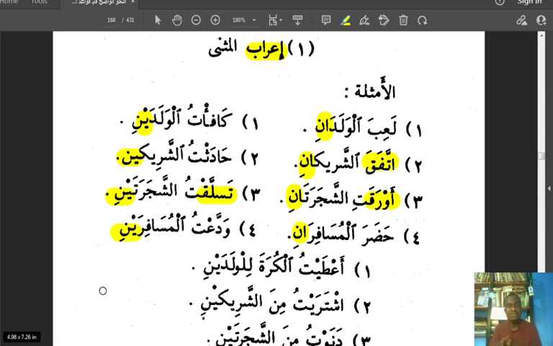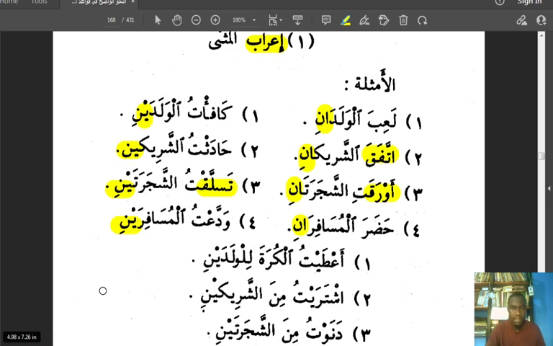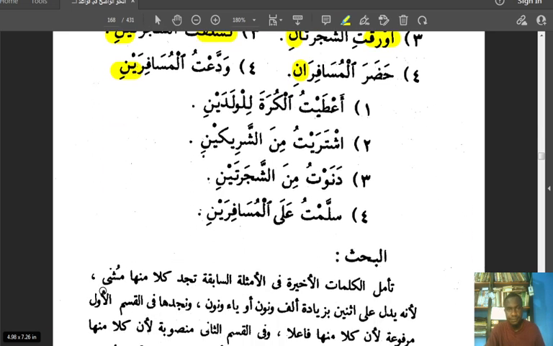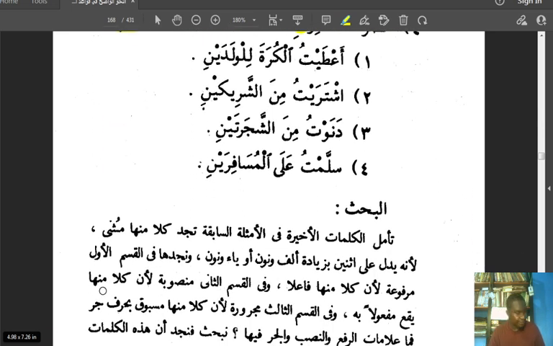What is the sign for the accusative case of a dual noun? Instead of alif and nun, it takes yai and nun. So the yai becomes the sign for the accusative case of a dual noun. Okay, let's look at the third batch. We have A.Y.T.A al-qurata lil-waladaini, I gave the ball to the two boys. Waladaini, yai and nun again.